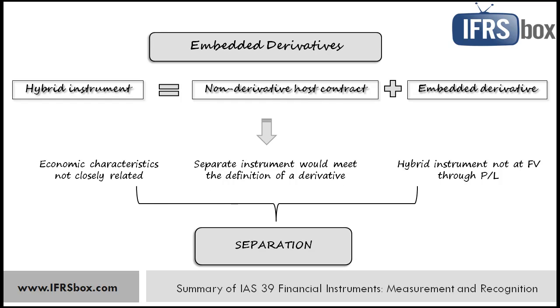Separation means that you account for the embedded derivative separately in line with IAS 39, and the host contract, rent in this case, in line with another appropriate standard. If an entity is not able to do this, then the whole contract must be accounted for as a financial asset at fair value through profit or loss.